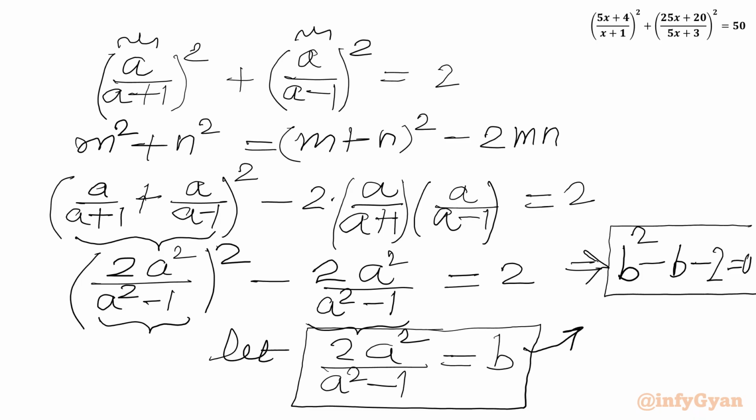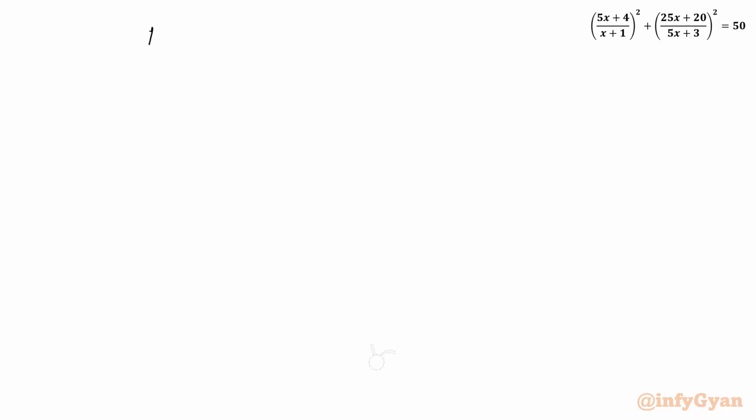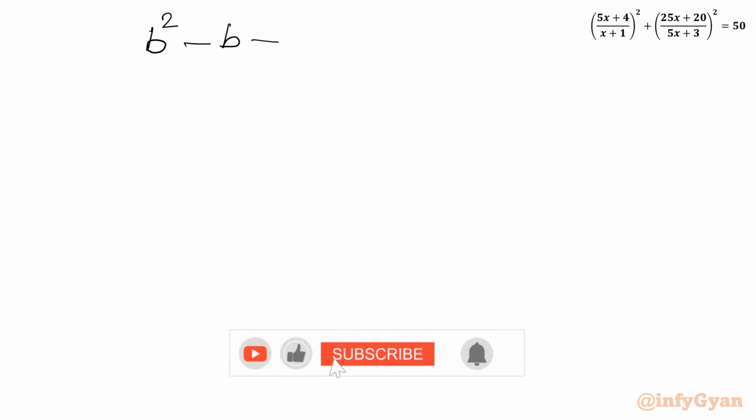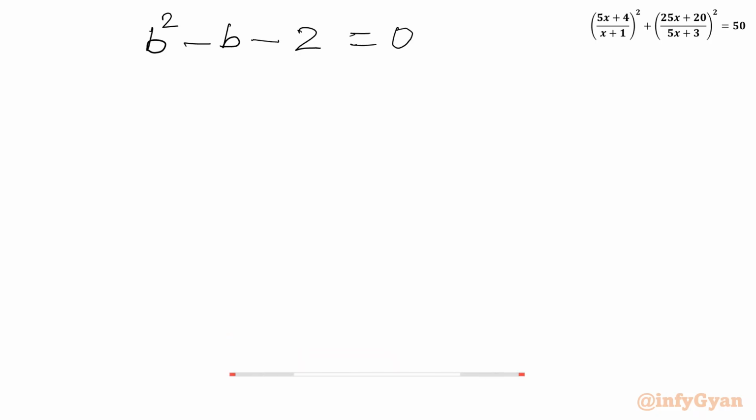Let's solve quadratic first. So b square minus b minus 2 equal to 0. Now we can split our middle term minus b as minus 2b plus b. Product of both will be minus 2b square.